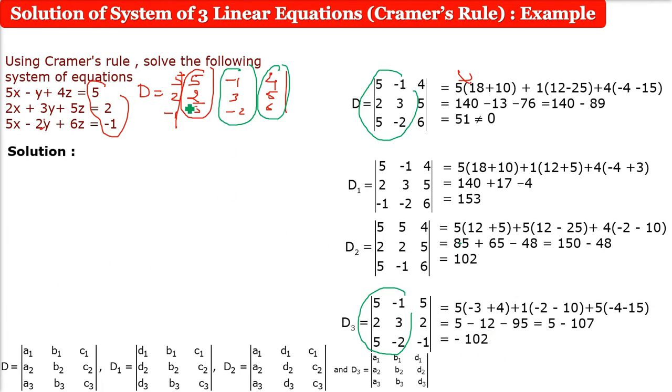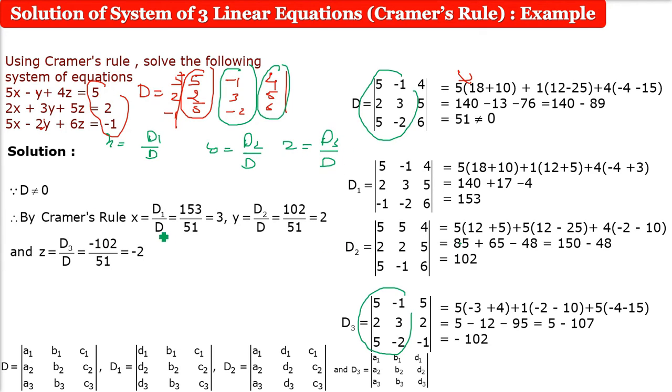And x is D1 by D, y is D2 by D, and z is D3 by D. So this is by Cramer's rule. You get x as 3, y as 2, and z as negative 2. Please remember, D is not equal to 0, then we found the solution. Otherwise, other scenarios will come.